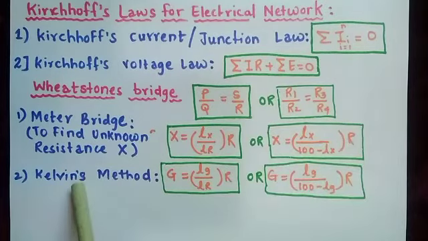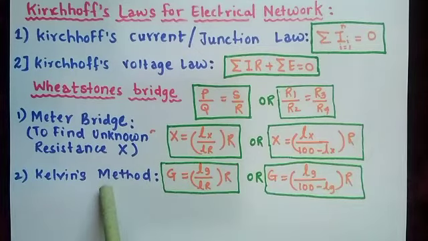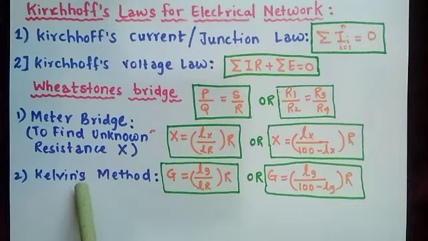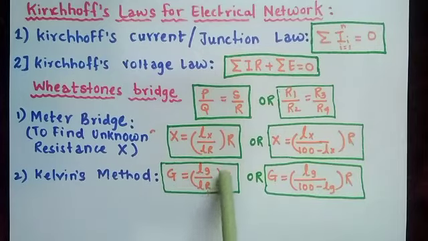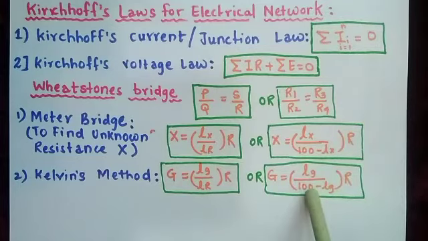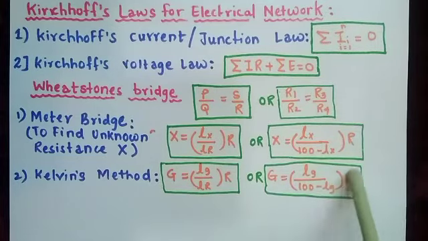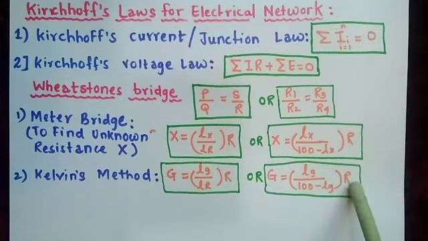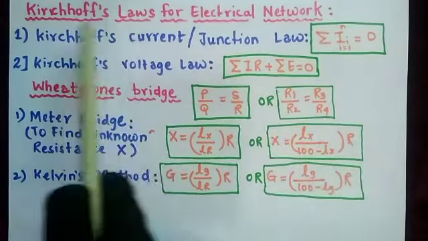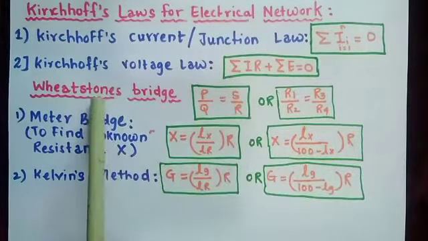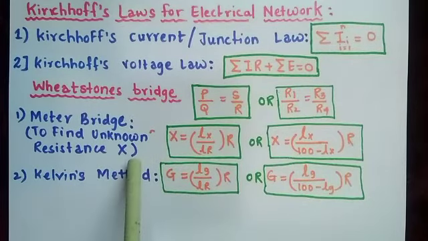The second application is called Kelvin's method to find the resistance of the galvanometer, that is G is equal to Lg upon Lr into R, or G is equal to Lg upon 100 minus Lg into capital R. So these were Kirchhoff's laws for electrical network and the application of the Wheatstone bridge.